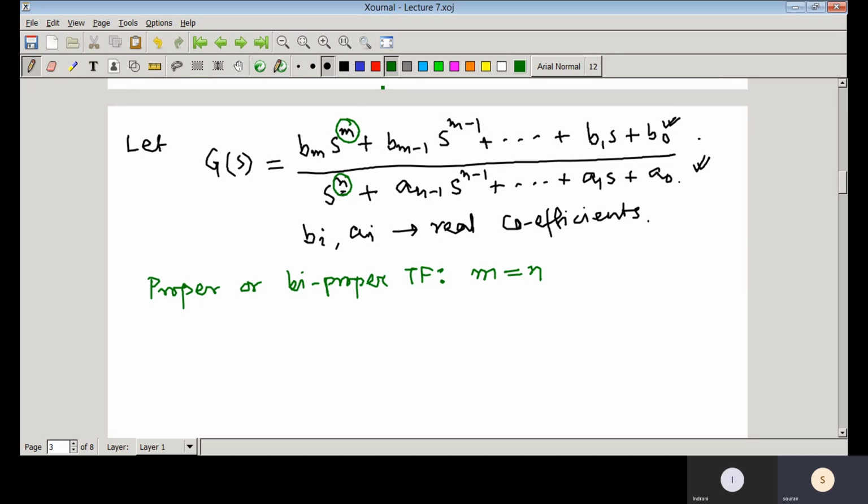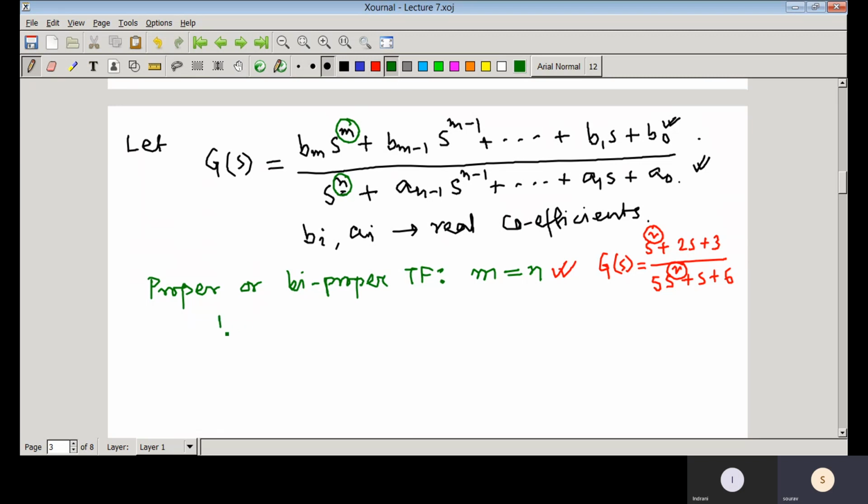For example, you can see here, G(s) equal to, suppose, s square plus 2s plus 3 divided by 5 s square plus s plus 6. In this case the numerator polynomial has degree 2, and the denominator polynomial has degree 2. So that means m equal to n. So this is one example of a proper or biproper transfer function.